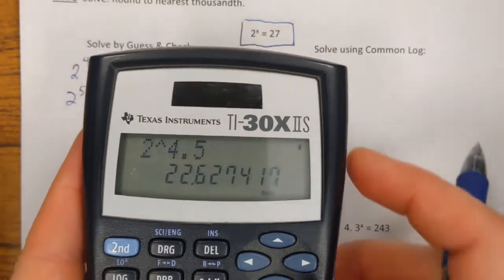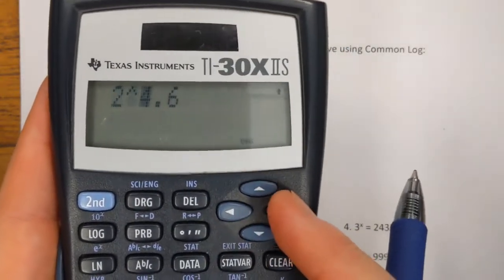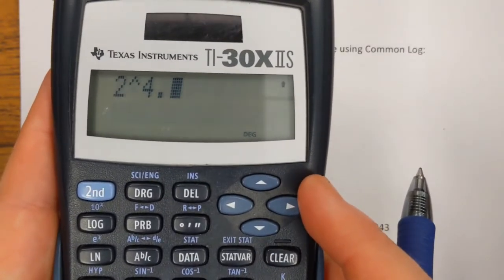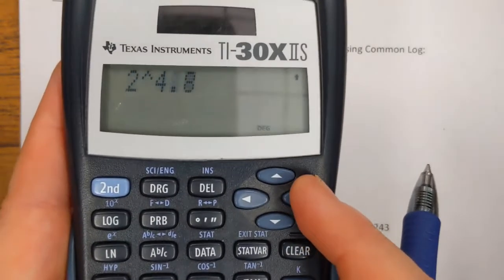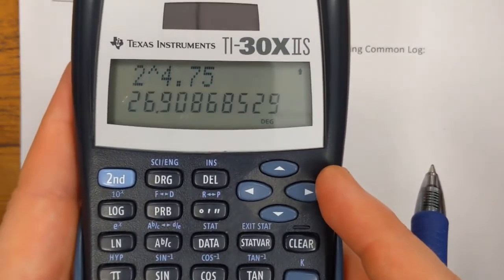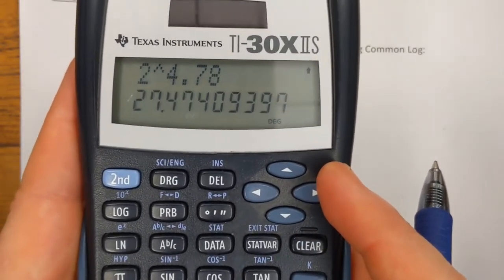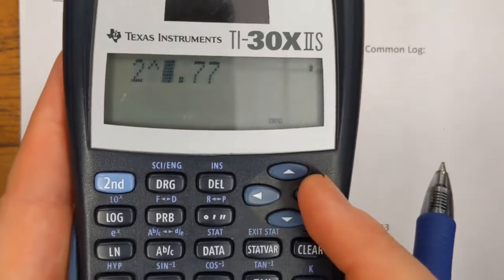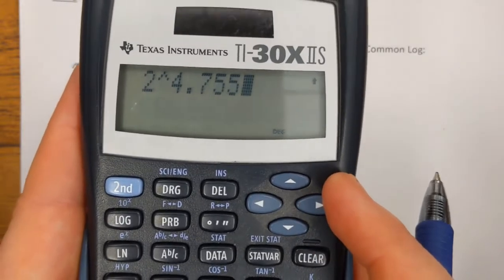I'm going to try like 2 to the 2.45, too small. 2.46, too small. 2.47. I'm sorry, 2 to the 4.7, 2 to the 4.8. Okay, 2 to the 4.8 is too big. 2 to the 4.75, we're getting very close. 2 to the 4.78, a little bit too high. All right, what happens is you start going down this wild goose chase here. Oh, that's a little bit too small.